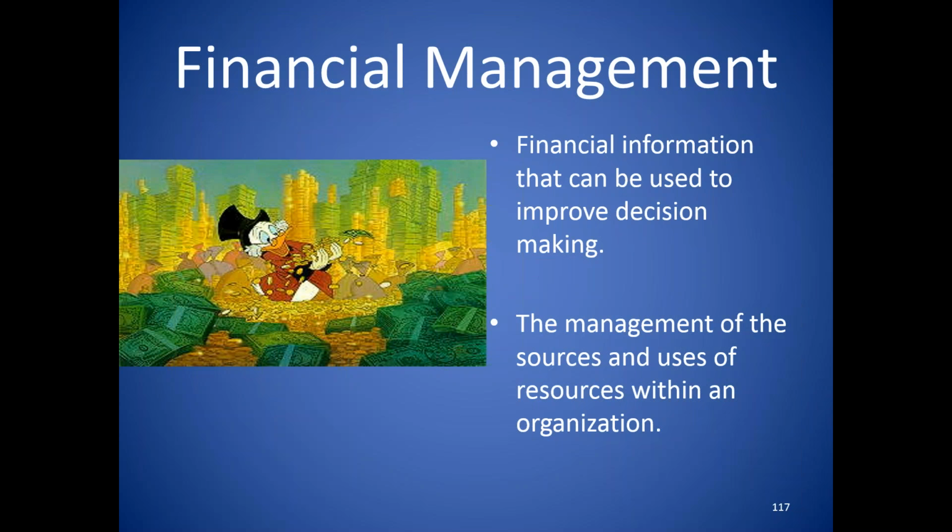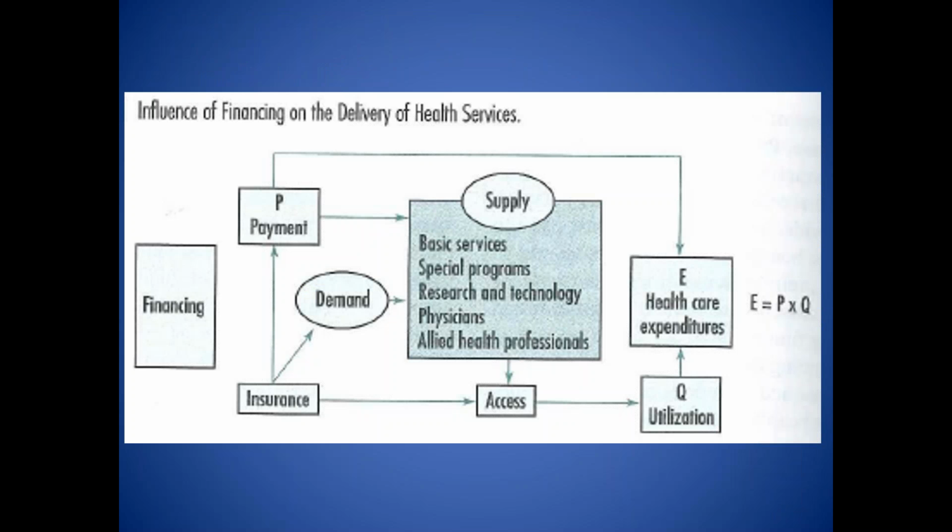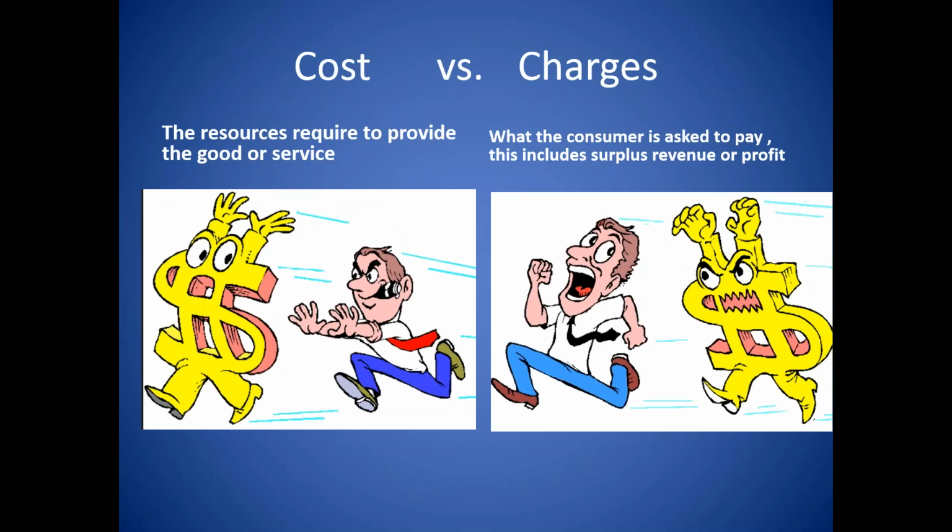Okay, in terms of finance, we only wish that we had stacks of cash to spend on public health services like Scrooge McDuck, but one of the things we want to do is talk about how we can use financial information to improve decision making and manage our resources. The ability to pay for services is an extremely important component in anything that we plan to do. And we want to talk about some specific terms.